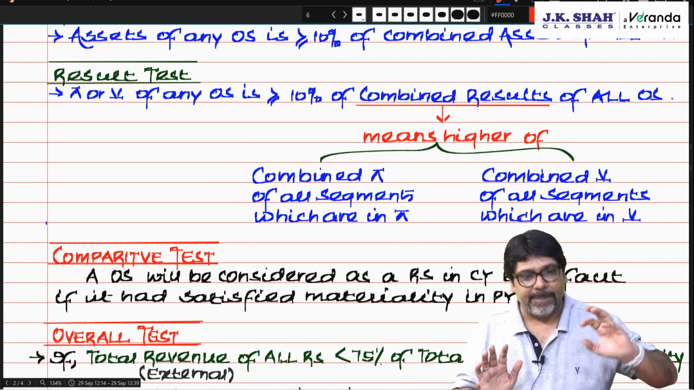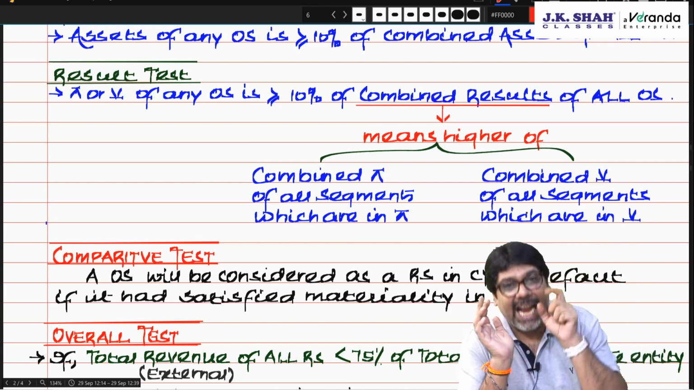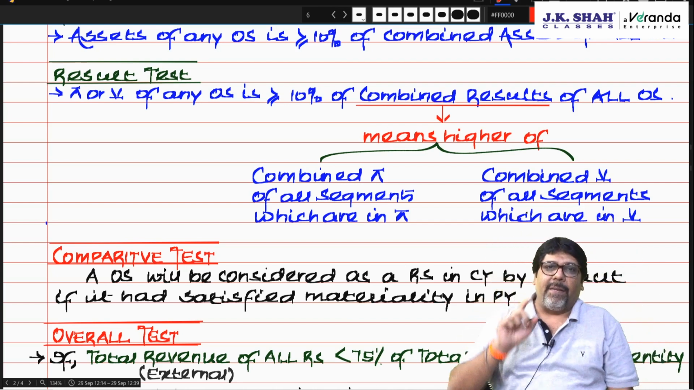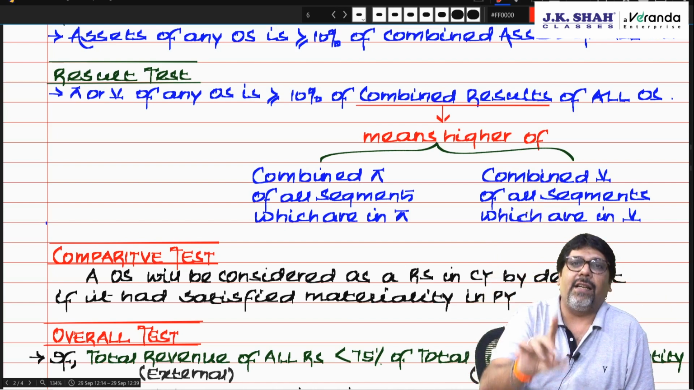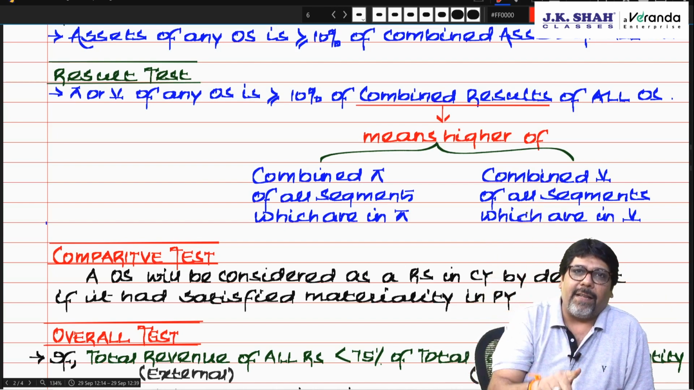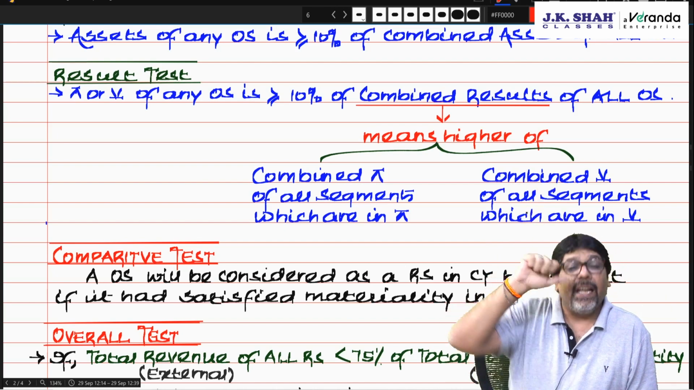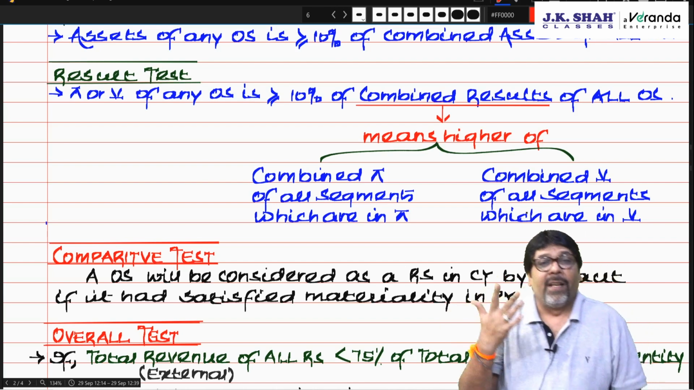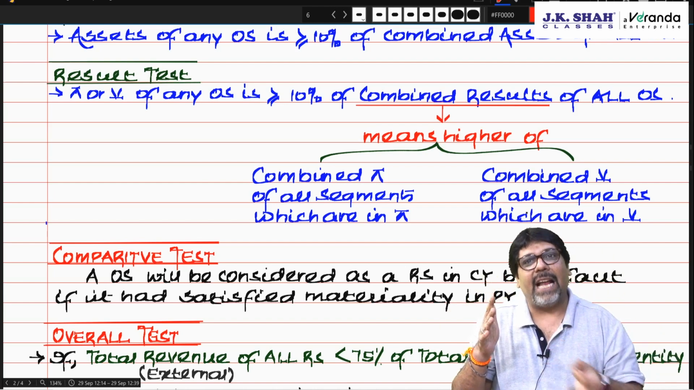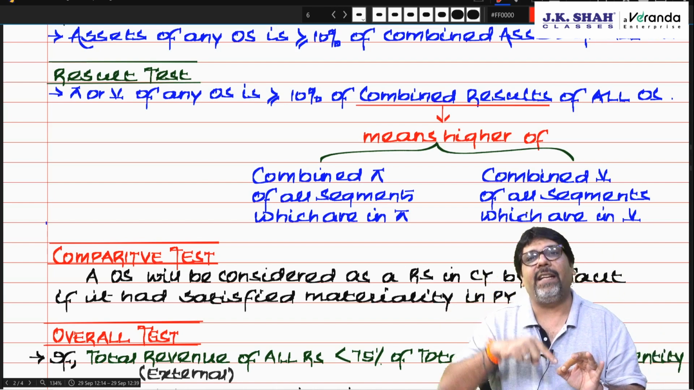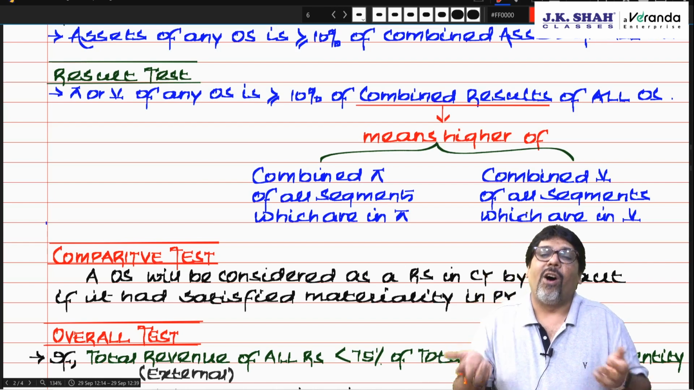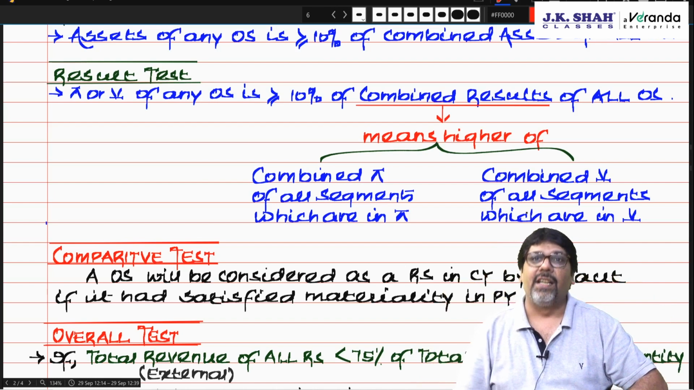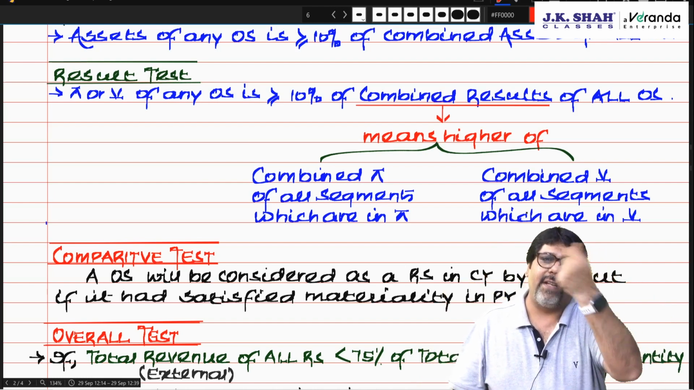This is materiality. Then Chartered, comparative test. Any operating segment in current year will be considered as a reportable segment if they had satisfied materiality test in the previous year. Correct. So in current year, any segment can be a reportable segment if they had satisfied materiality test in the previous year. Or on the contrary, any segment which has satisfied materiality test in the current year will become a reportable segment by default in the next year also.